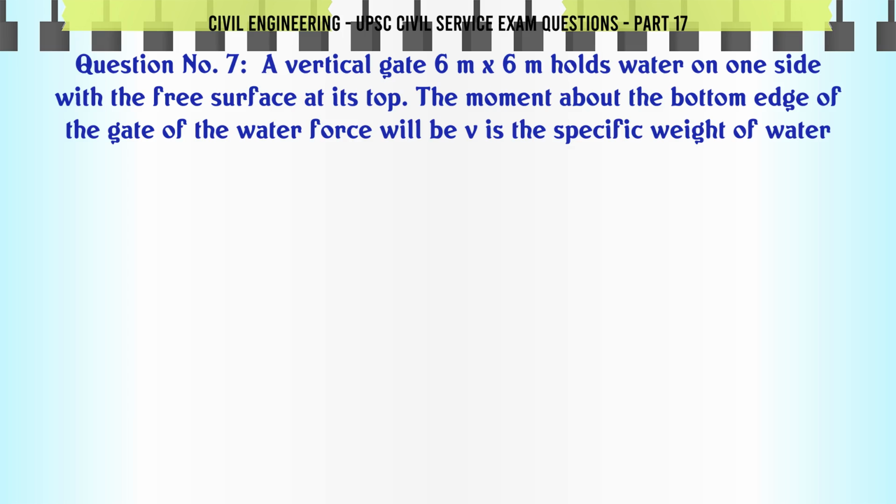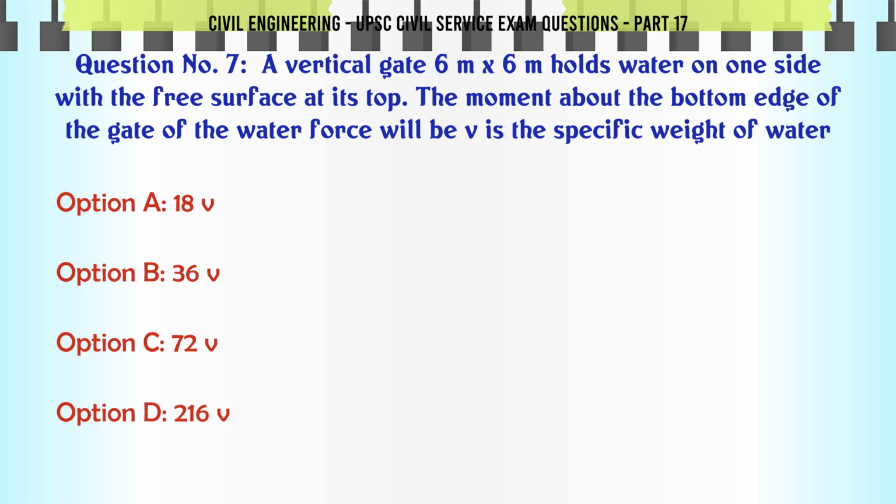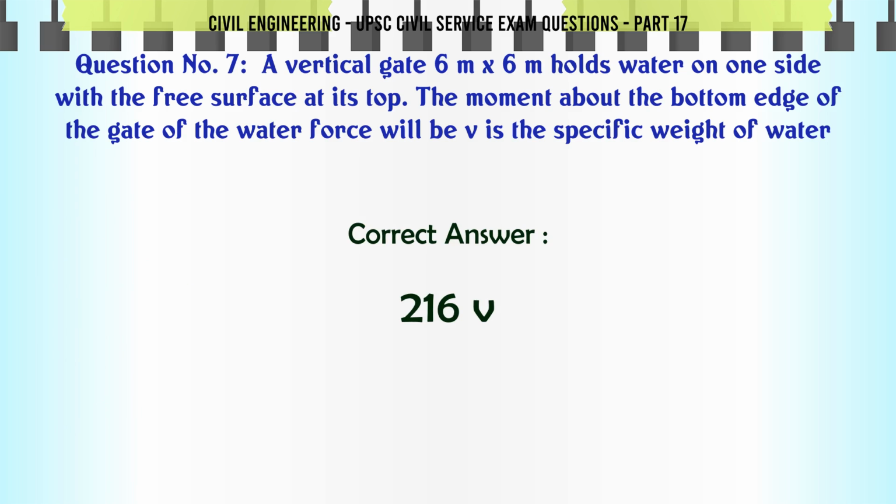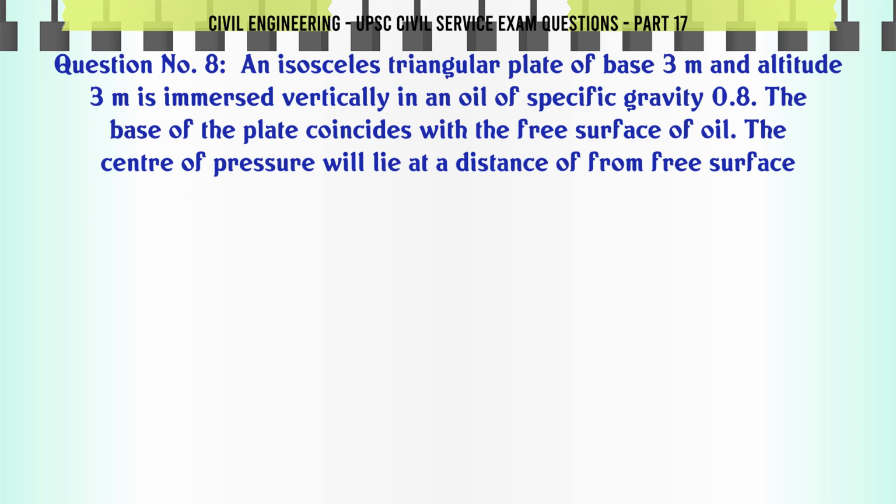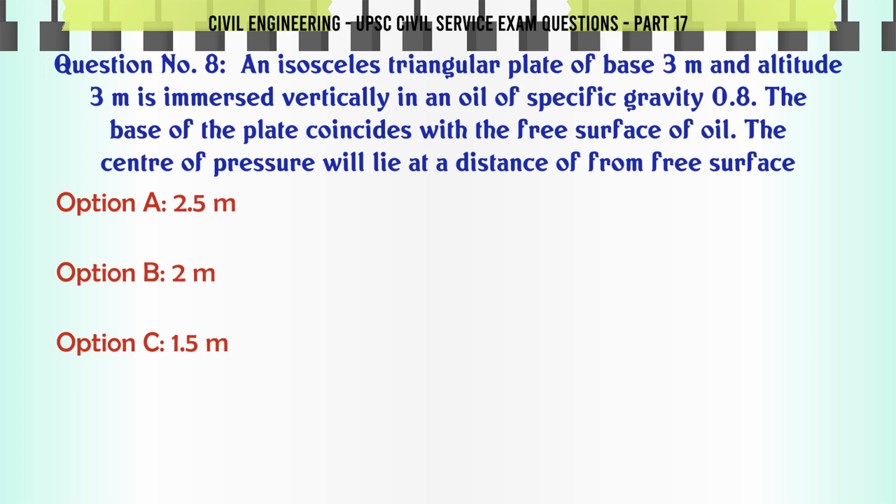A vertical gate 6 m x 6 m holds water on one side with the free surface at its top. The moment about the bottom edge of the gate of the water force will be, where γ is the specific weight of water, A. 18γ, B. 36γ, C. 72γ, D. 216γ. The correct answer is 216γ.